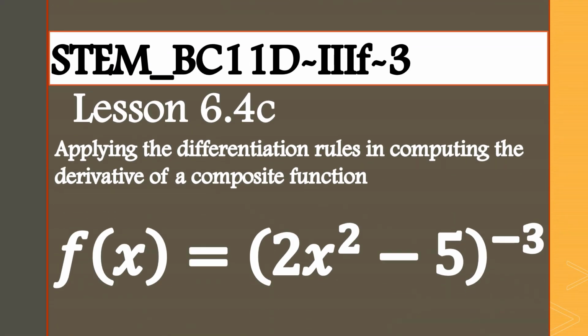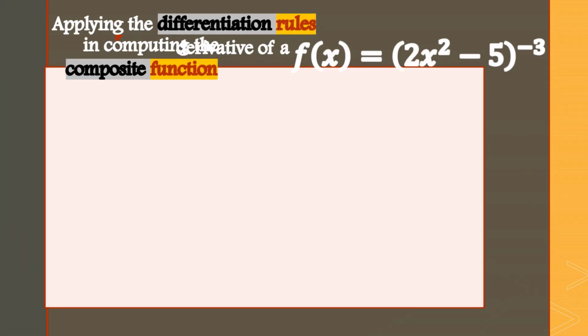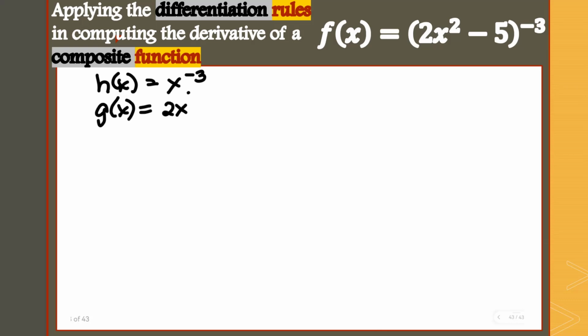Let's apply the differentiation rule, or the chain rule, in computing the derivative of this given composite function. Our function here is a binomial expression raised to a negative exponent, and this is actually an example of a composite function. Say our h of x is x to the power of negative 3, and our g of x is the binomial expression 2x squared minus 5.